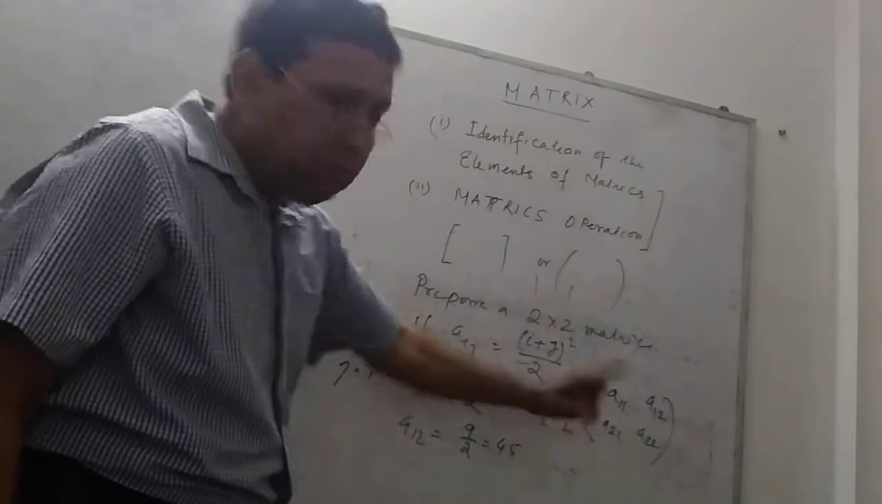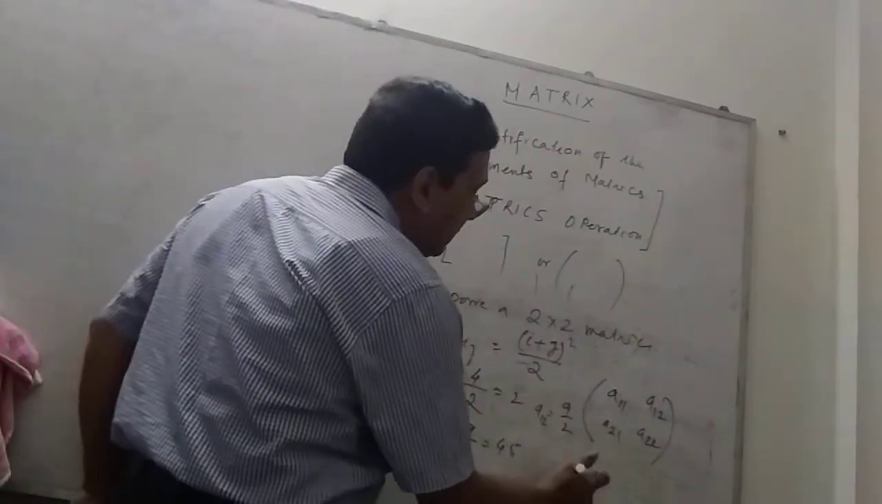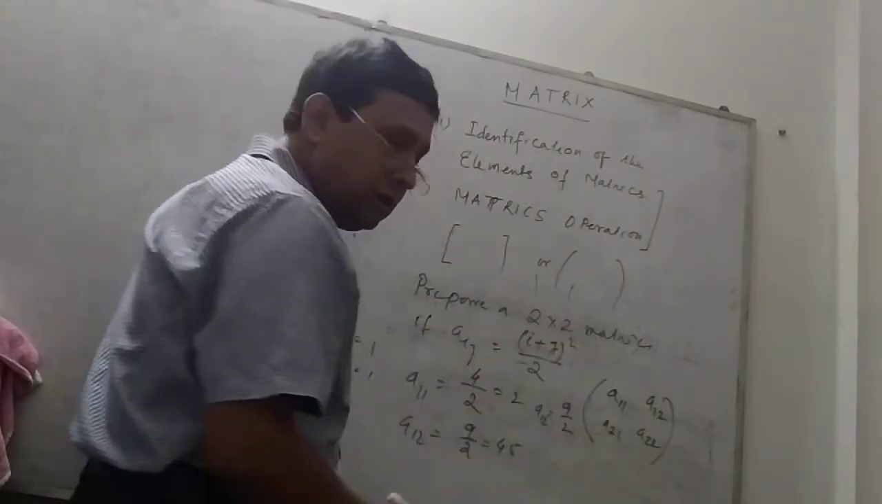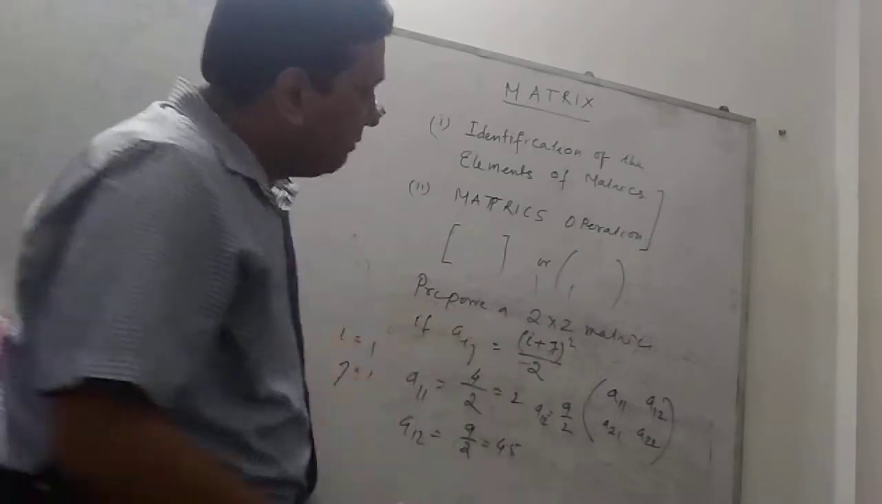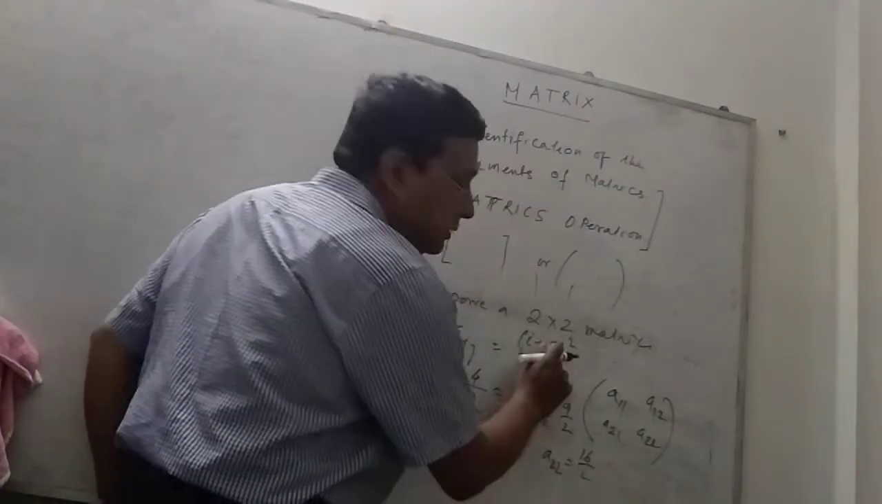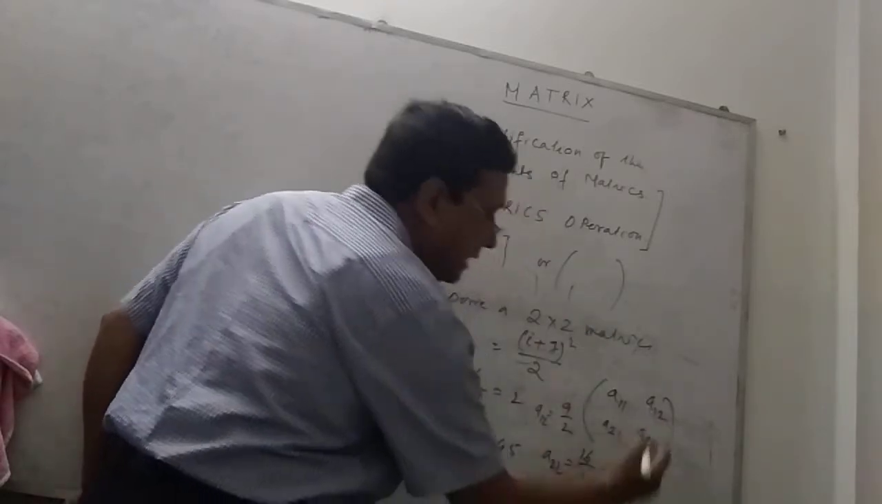And what is A22? i is equal to 2 and j is equal to 2. So 2 plus 2, 4. 4 square how much? 16. 16 by 2, that is 8. So 2 plus 2, 4. 4 square 16. 16 by 2 is 8. So I should say 8.